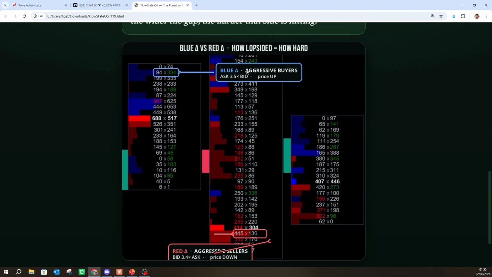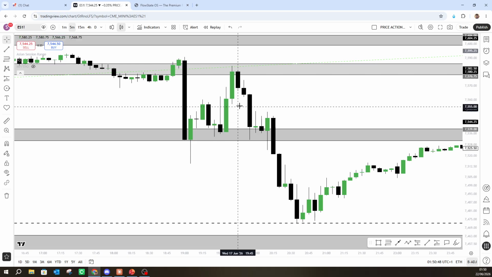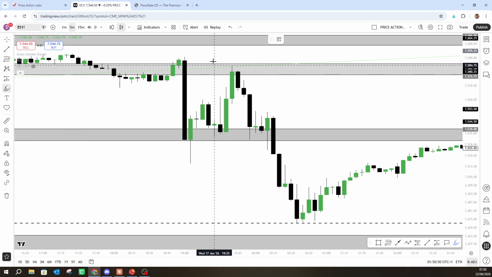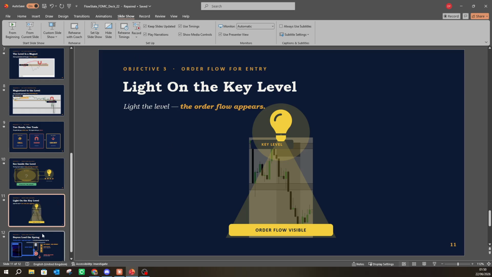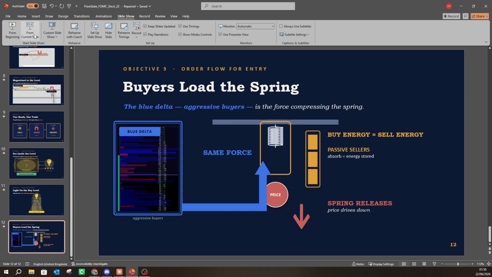So when we have blue delta, it means there are more aggressive buyers, right? Buyers are more aggressive than sellers. There are more market participants trying to drive price up than drive price down. That's what was happening at FOMC in this price action right here. That's what was going on. So this candle is what I'm trying to demonstrate in the presentation over here. This is what I'm trying to show.